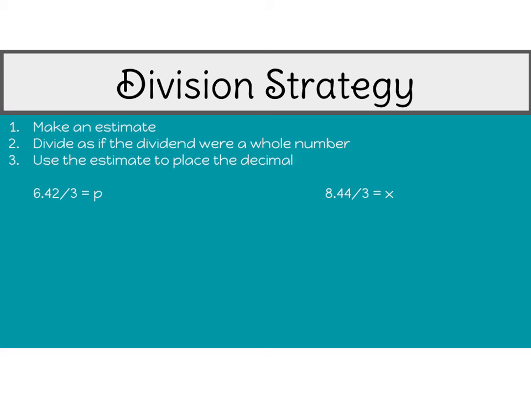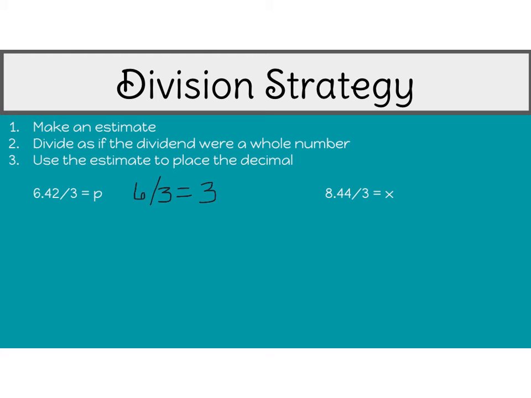Our first problem is 6 42/100 divided by 3 equals P. So the first thing that we want to do is make an estimate. We want to think about what we could do here for an estimate. I'm just going to make it something fairly simple that I can do in my head and that I know will divide out evenly. So I'm going to think, okay, 6 divided by 3 equals 3. This is going to be my estimate.